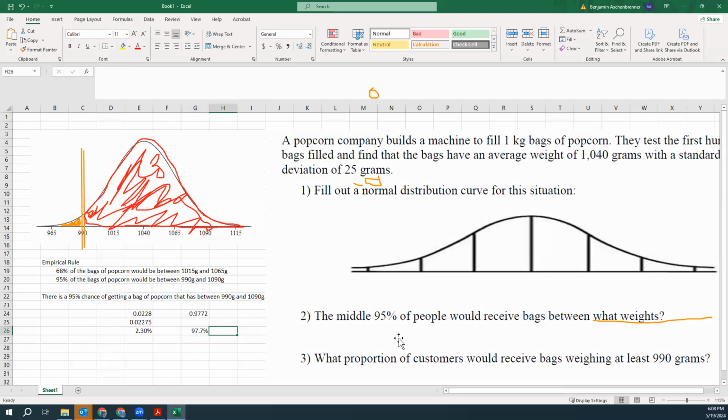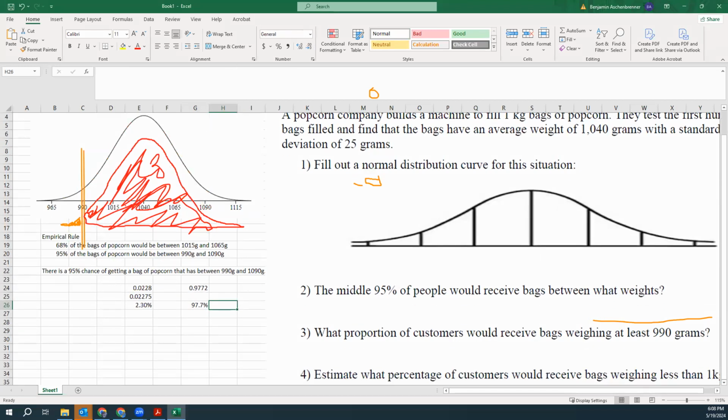97.7%. Okay. What proportion of customers would receive bags weighing at least 990 grams? Okay. I did that one. Estimate what percentage of customers. Let me delete some of this annotations.